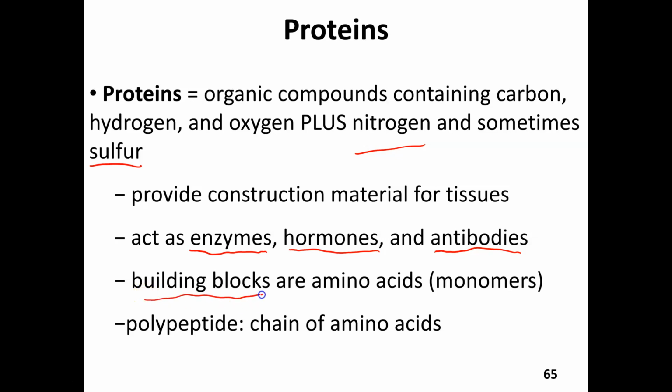The building blocks of proteins, so these are the polymers, are amino acids. Amino acids are monomers. There are 20 amino acids that make up every single protein. So we have a total of 20 amino acids, and every protein on Earth is made up of those same 20 amino acids. How crazy is that, right?